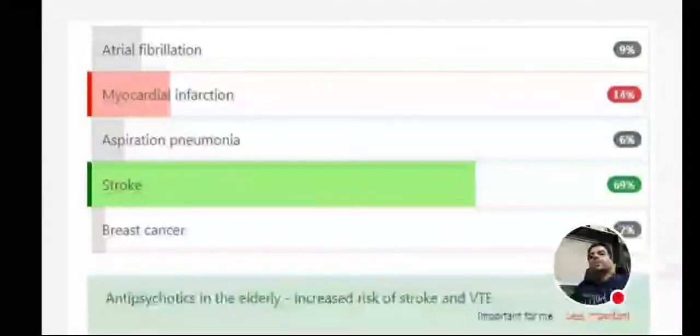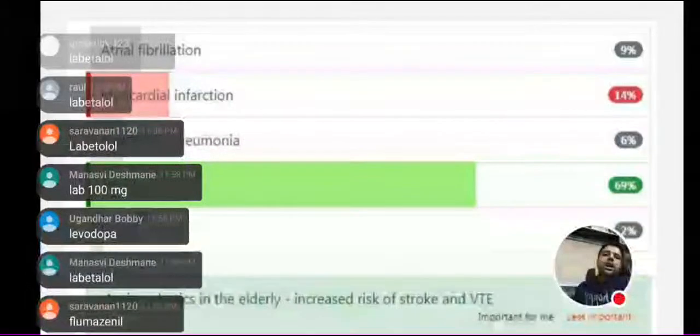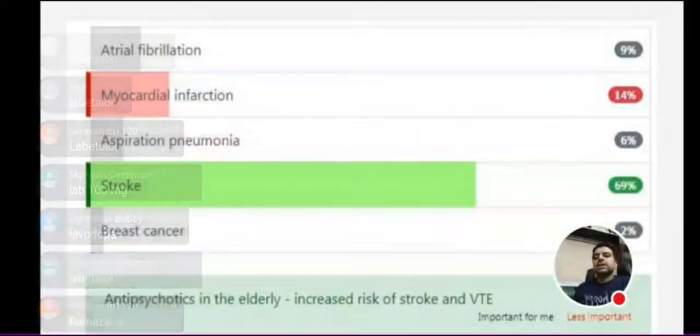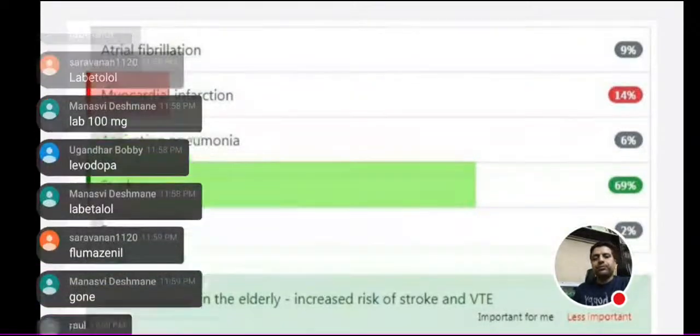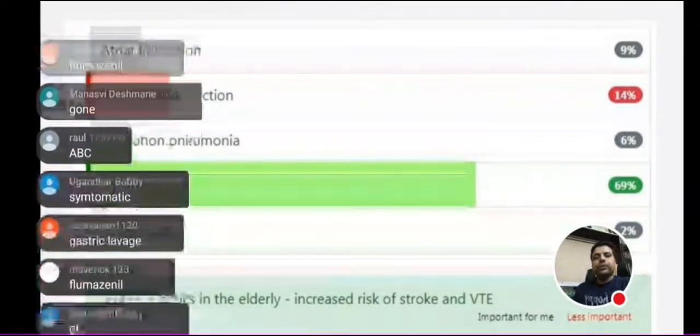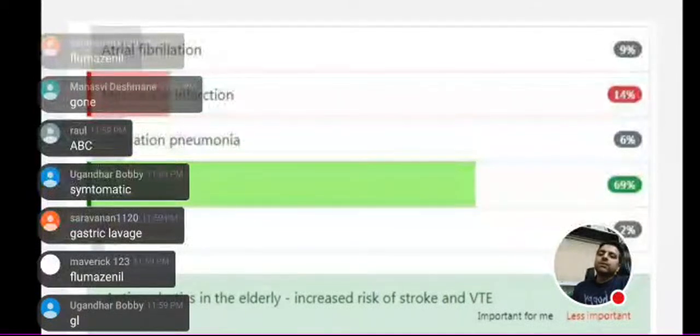Flumazenil. Shravan, you're absolutely right. We give the antidote of benzodiazepine, that is flumazenil. Okay. Give flumazenil. Next question.